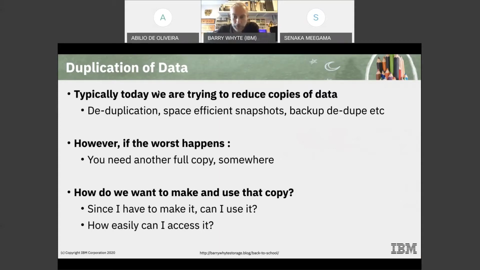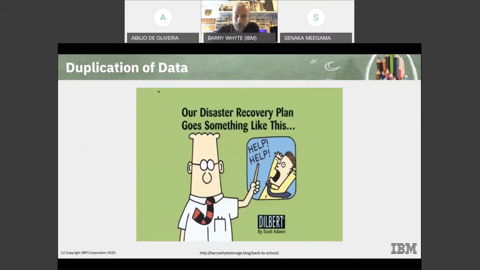So given that you're having to make another copy of your data for that, what kind of data reuse could you maybe get out of that other copy of data, and how easy is it to actually set up something like this? Before we delve into the nitty-gritty on HyperSwap, it's worth taking a slight step backwards and looking at what are the various options that we have for disaster recovery?